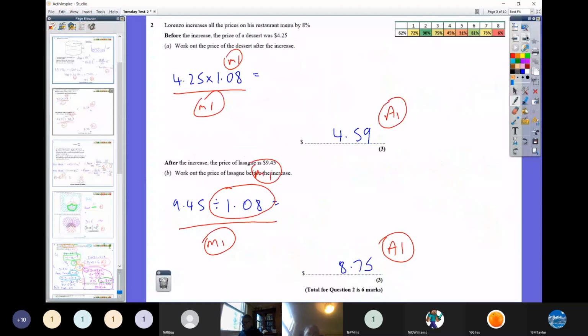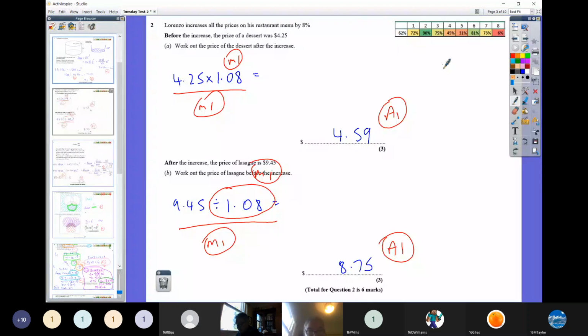Number 2 was very well done, so I won't dwell on this. 90% of you got this right. Just make sure that you're comfortable that if it's an 8% increase, you know it's a 1.08 multiplier. We're going from the original price to the final price. That's why we're multiplying. So 4.25 times 1.08 is your 4.59.